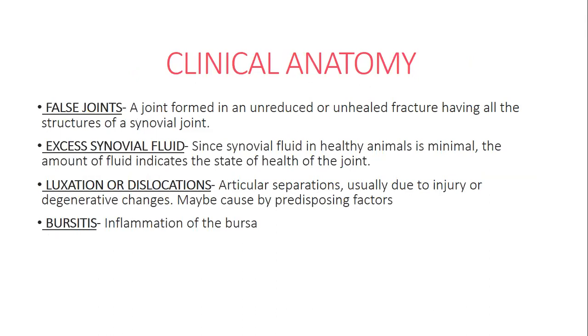Clinical anatomy. A false joint, or pseudoarthrosis: a joint formed in an unreduced or unhealed fracture, having all the structures of a synovial joint. Excess synovial fluid: since synovial fluid in healthy animals is minimal, the amount of fluid indicates the state of health of the joint. Luxation or dislocation: articular separations, usually due to injury or degenerative changes, may be caused by predisposing factors. Bursitis is inflammation of the bursa.